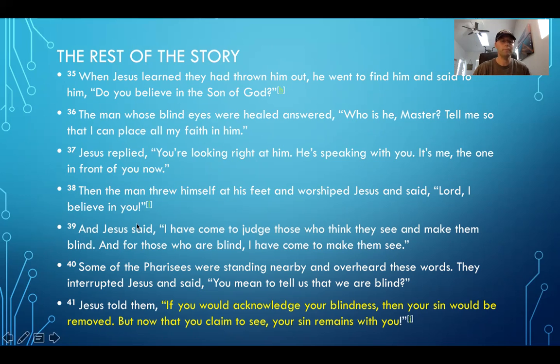And Jesus says, I have come to judge those who think they can see and make them blind. Interesting. And for those who are blind, like you were, I have come to make them see. The Pharisees standing nearby said, oh, do you mean to tell us that we are blind? And Jesus says, if you would acknowledge your blindness, then your sin would be removed. But now that you claim to see, your sin remains with you.